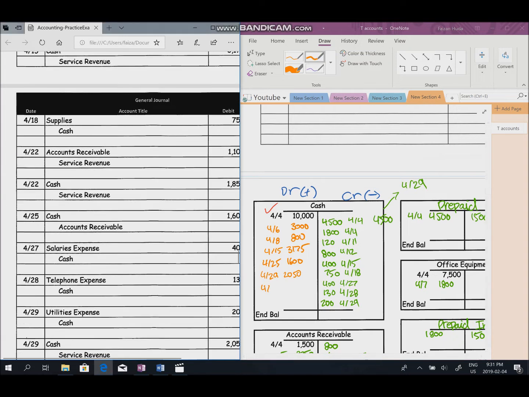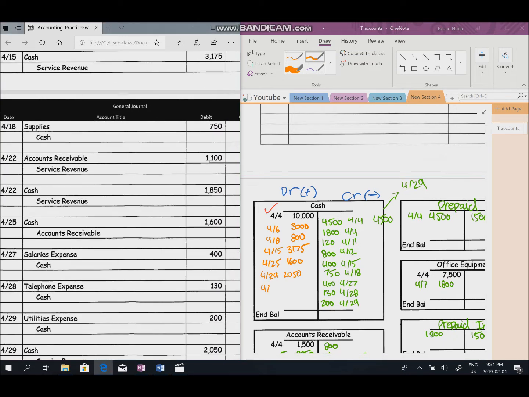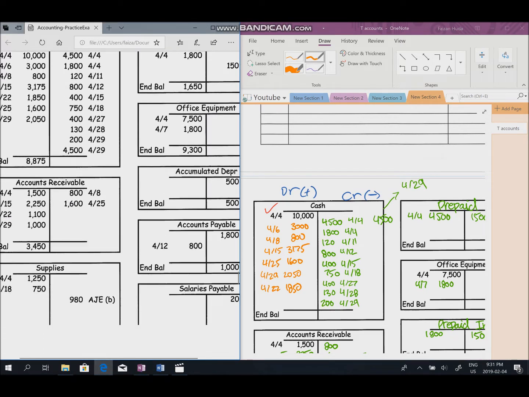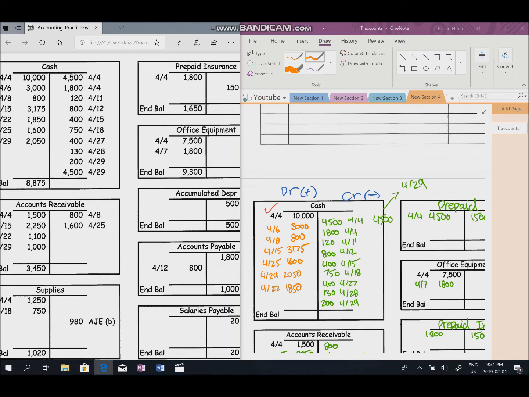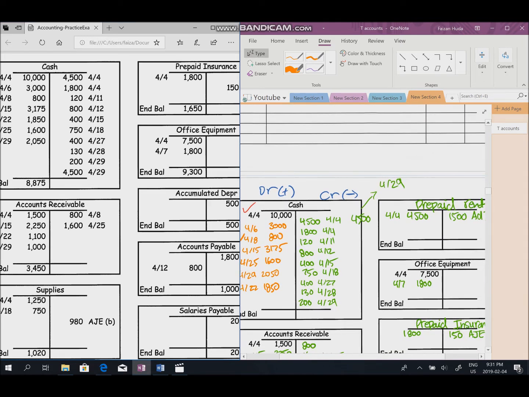4 on April 22. So I'm just checking my debit side first. 1,850. Let's double check cash. 1,600, 2,050. So our debit side is correct. I'm gonna put a big check mark for correction. Let's check our credit side.